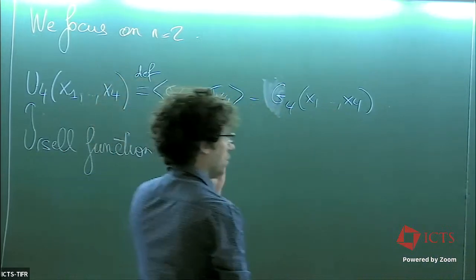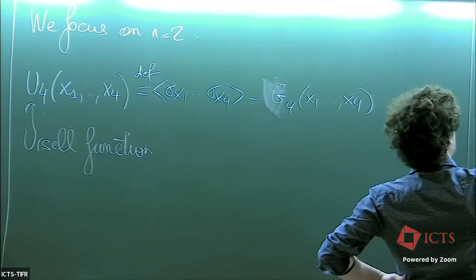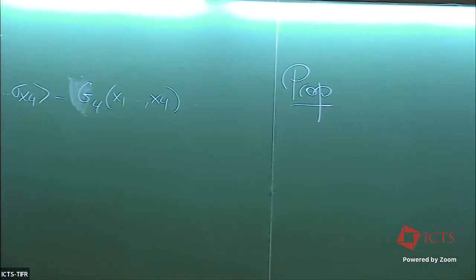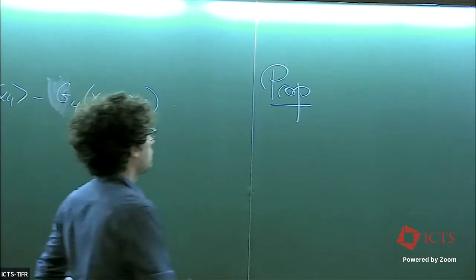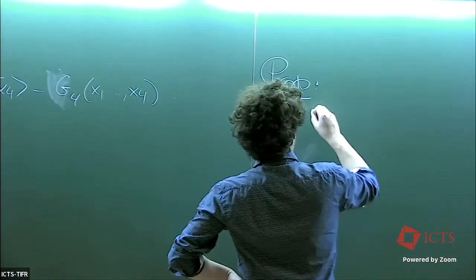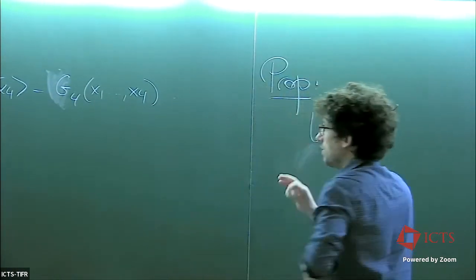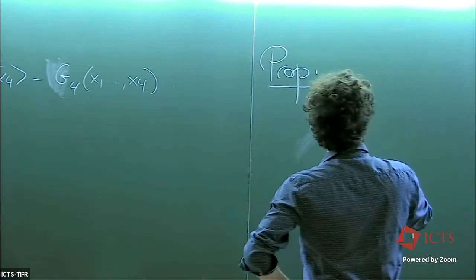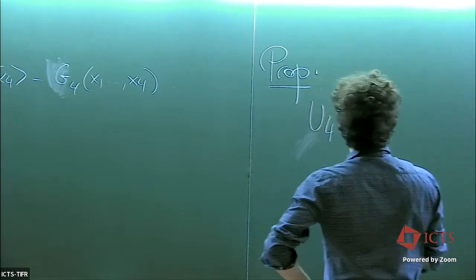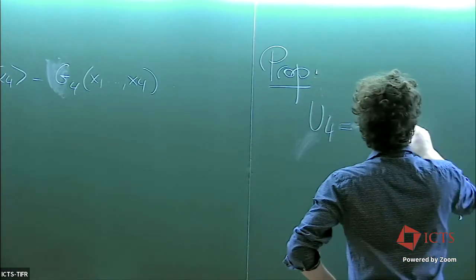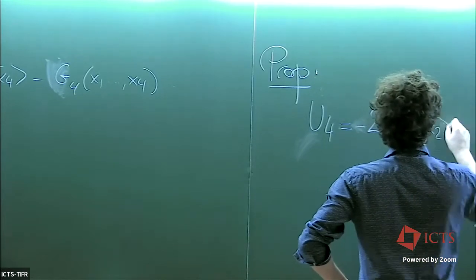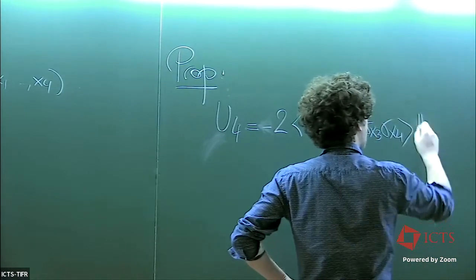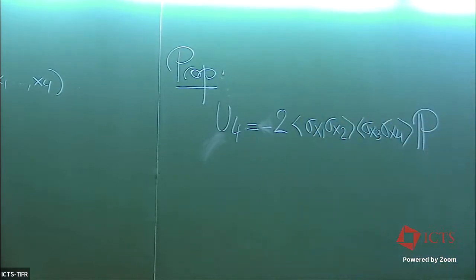Okay, so proposition. U4, I can re-express it as an intersection of currents property. So I claim that U4, and this is true on any graph, there is nothing special to our dimension 4 for now. It is equal to minus 2, sigma x1, sigma x2, sigma x3, sigma x4, times the probability. I'm going to tell you a little bit what this is.